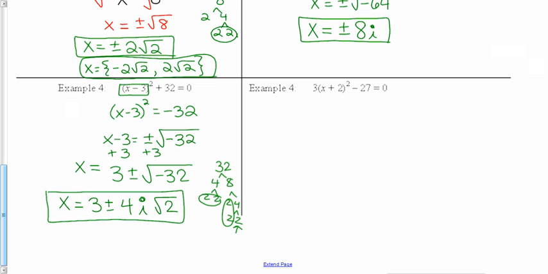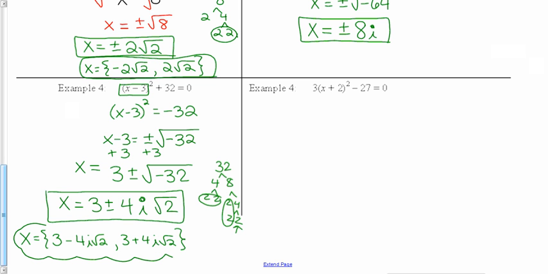Again, I can write it like this, or I can write 3 minus 4i square roots of 2 and 3 plus 4i square roots of 2. It really doesn't matter what order I write these two solutions in down here when I separate them, but typically the minus answer is going to be written first because it's smaller than the plus answer. Pause the video while you try example 4.